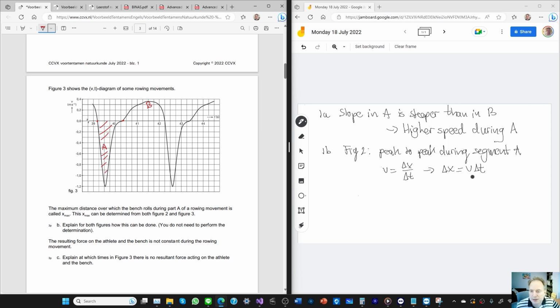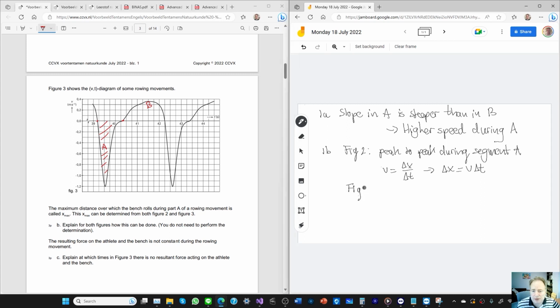It's basically adding many small areas, v times delta t. But we don't need to do all that. We can just say from the area of v versus t during A.